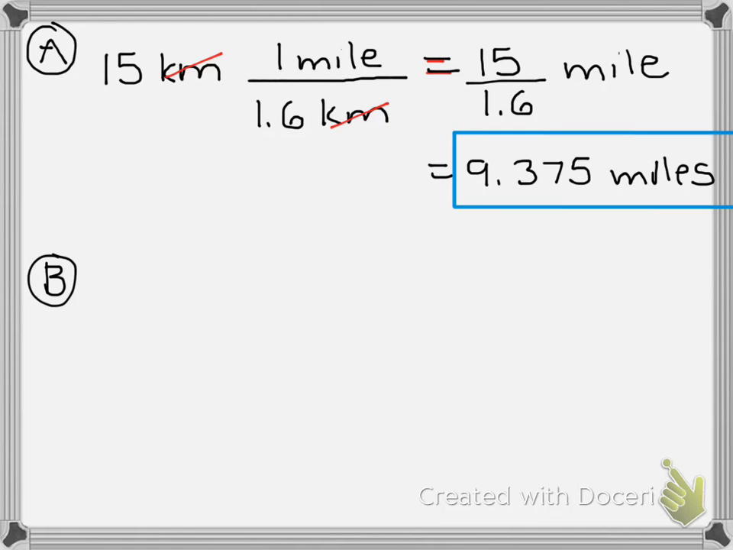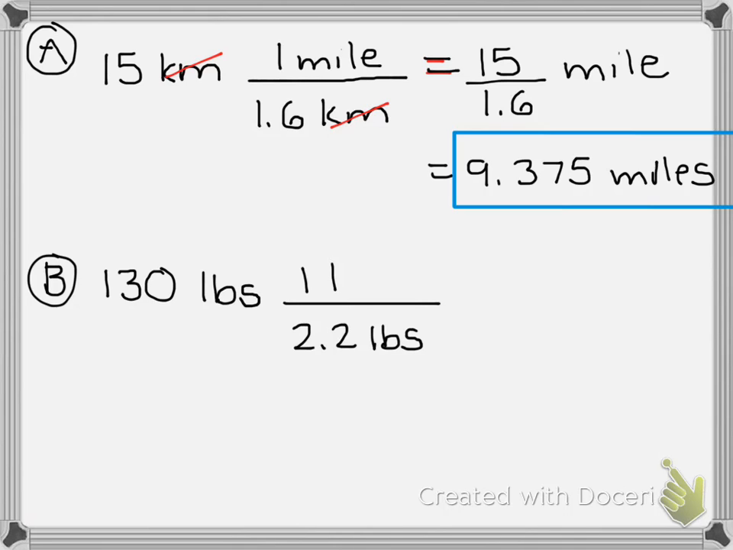B says that a girl weighs 130 pounds. How much does she weigh in kilograms? They also tell us that the conversion is 1 kilogram to 2.2 pounds. So if she weighs 130 pounds, we need to make sure that our conversion cancels out the pounds in order for us to get to kilograms. So 2.2 pounds is going to go in the bottom of our fraction, and 1 kilogram is going to go in the top. This will allow us to cancel out the pounds.